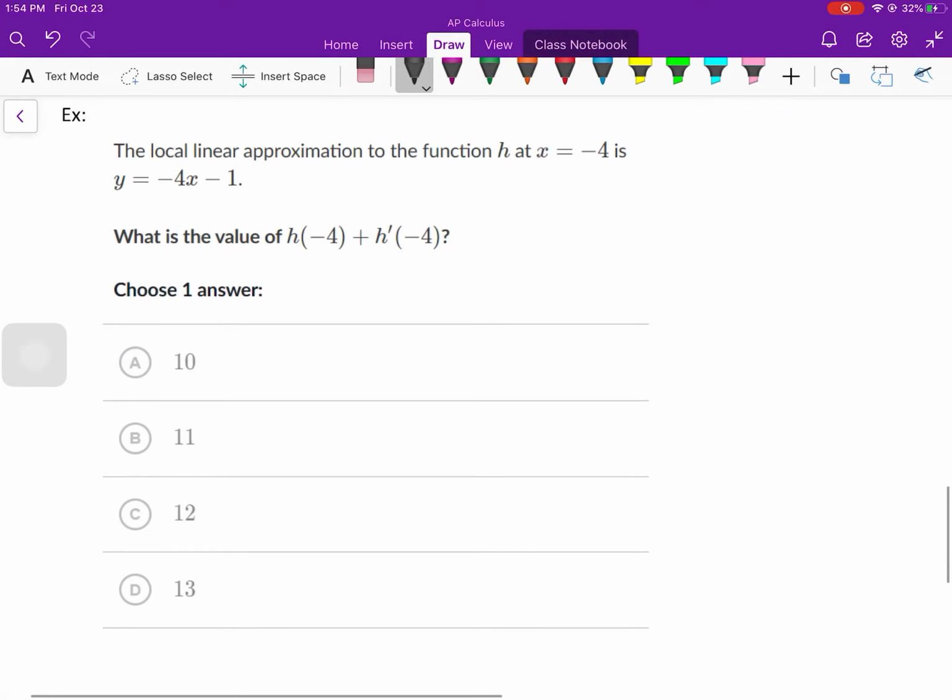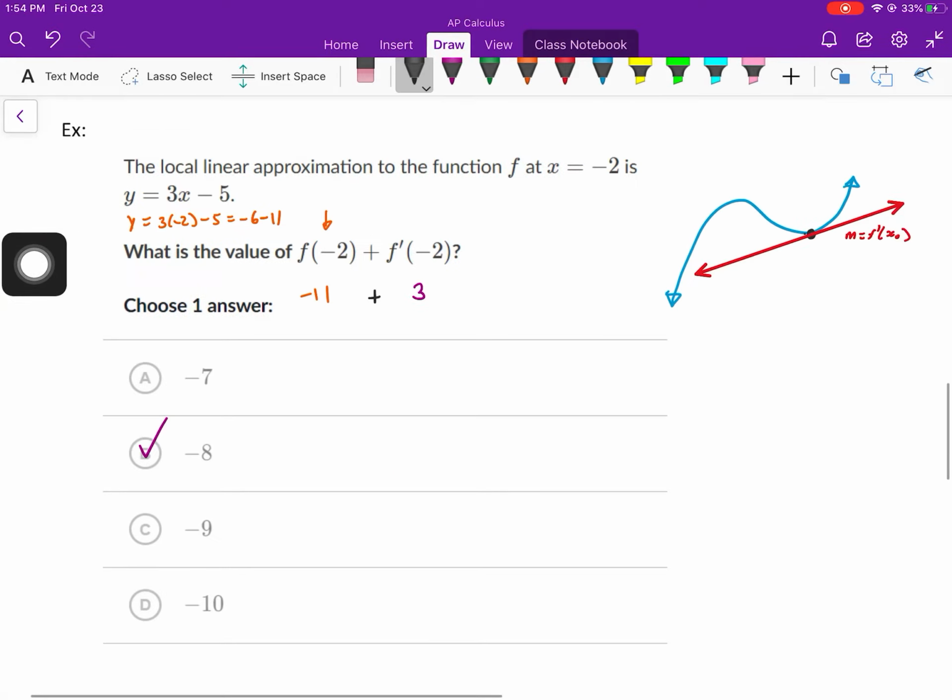I think this one's the same idea. You're going to find the actual function value by plugging it into the tangent line to figure out what the output is there. And then the slope of it is the derivative, negative 4.